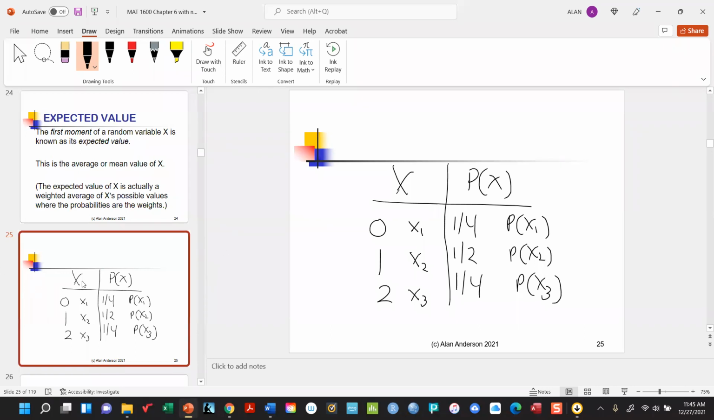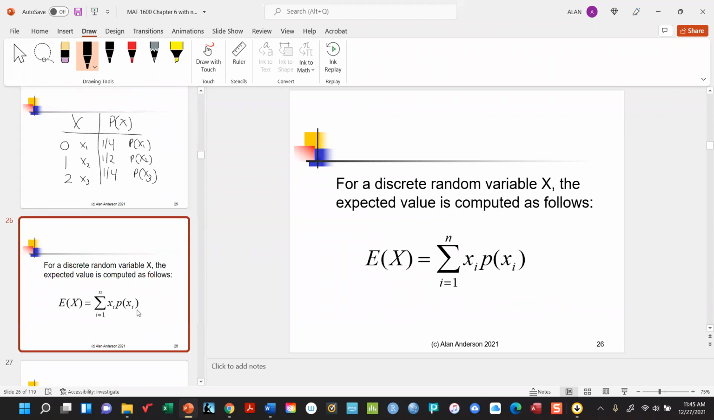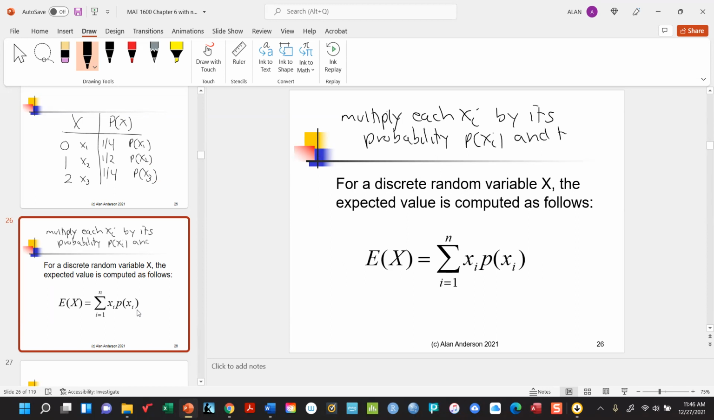All right, so what do we do with these numbers to come up with the expected value? Well, it's a very simple idea. What you're going to do is multiply the x's by their own probabilities and add them up. So this formula says to do exactly that. Multiply each xi, in other words, each possible value of the random variable, by its probability p(xi), and then add them up. That's what this formula is telling me.